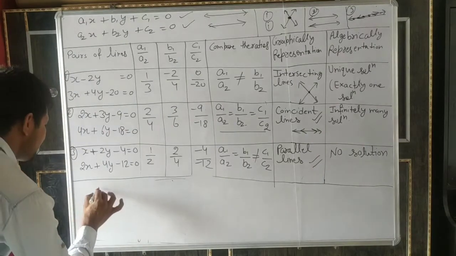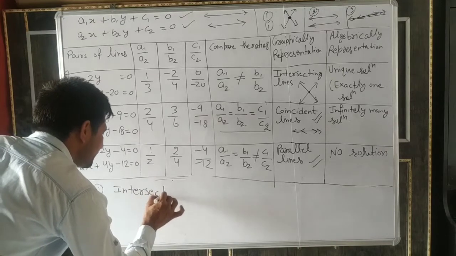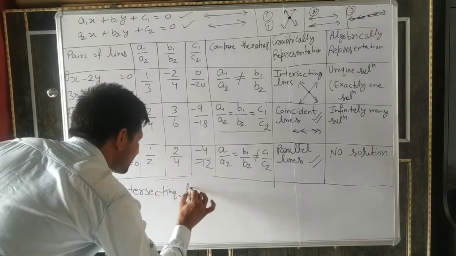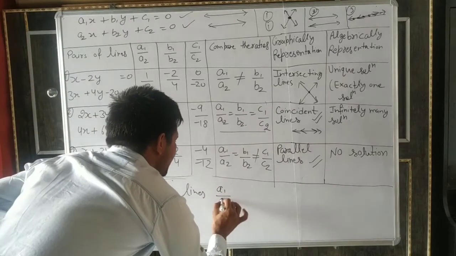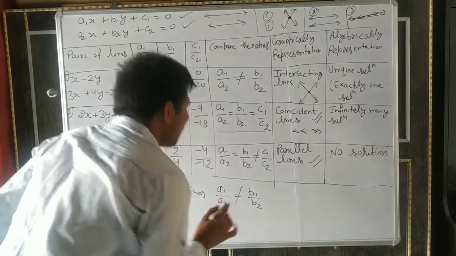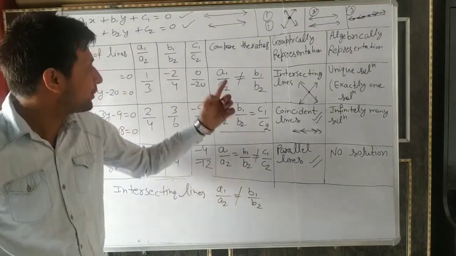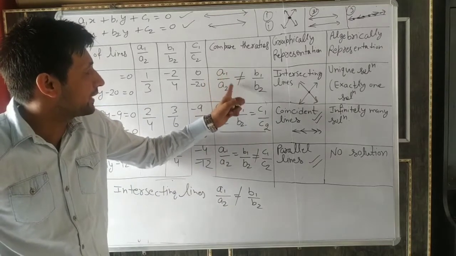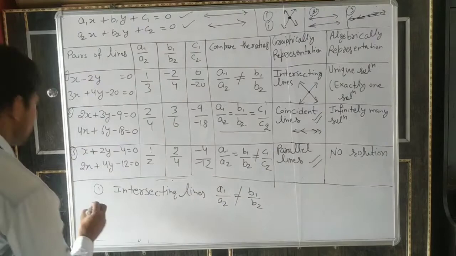First, if you want to check for intersecting lines, intersecting lines mean A1 by A2 not equal to B1 by B2. Only if they are not equal, no need to check C1 by C2, because in what case is A1 by A2 not equal to B1 by B2? Intersecting lines.